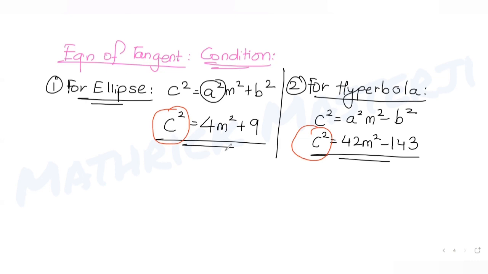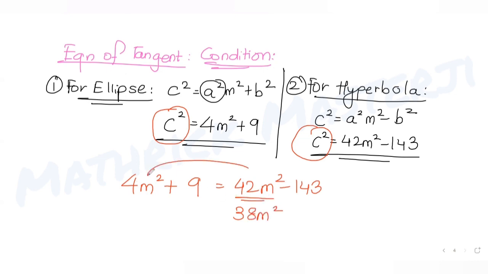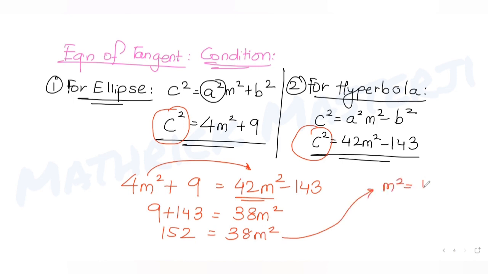So if left hand sides are equal, I equate the right hand sides also. Now, 4m square plus 9 is equal to 42m square minus 143. That gives me 38m square, because 42m square and this 4m square comes to the right and becomes minus 4m square. So you get 38m square, and this becomes 9 plus 143. So 152 equals 38m square. Dividing by 38, I get m square as 152 divided by 38.